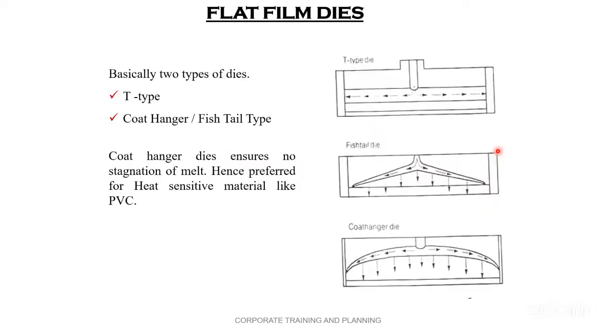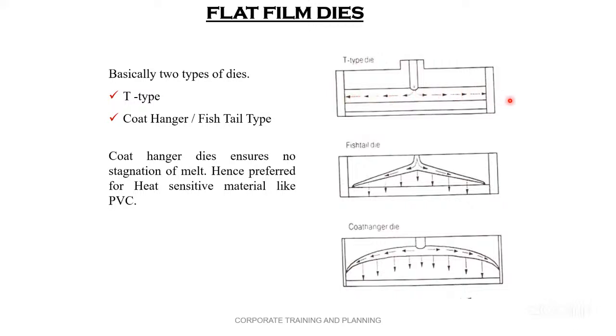Now, the die is very important, friend. Cast film die. See here, this is the cast film die. There are 3 types of die generally used in the market. Each has its own advantages also. Now, T-type die. See, it is an extruder here, friend, and the material goes like this. It gets spread this side, this side.